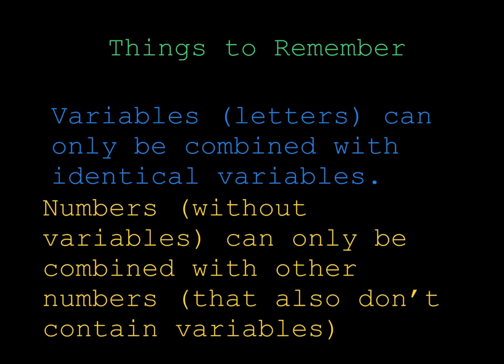Here are some key things for you to remember when combining like terms. Write this down in your notebook. Variables, which are letters, can only be combined with identical variables. Think back to the other problem. We only combined the fish with the other fish and the elephants with the other elephants. Secondly, numbers without variables can only be combined with other numbers that also don't contain variables.